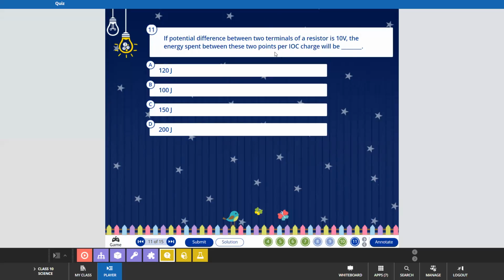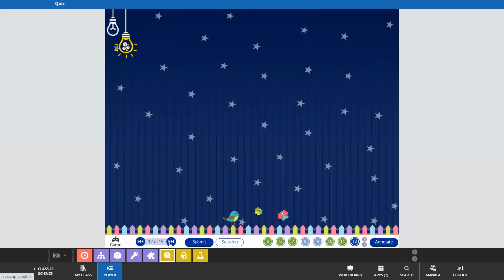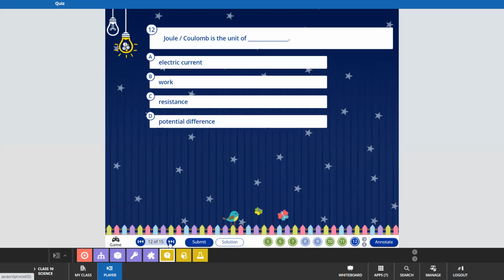10 coulomb charge. It's very easy. Quickly multiply and tell. W equal to V into Q. Joule by coulomb, W by Q. Work. Now V equals W by Q. Potential difference V equals W by Q.